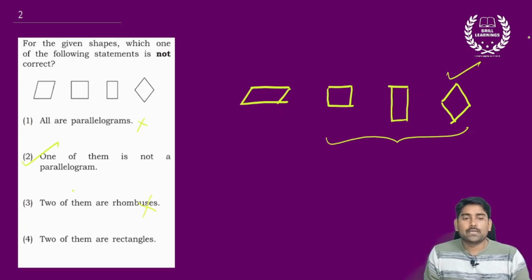Two of them are rectangles. We have only one rectangle here. This is also wrong. Second one is our answer. Let's move on to the next question.